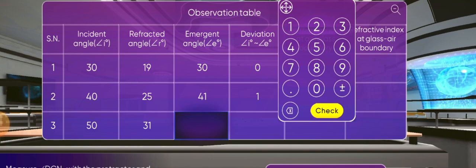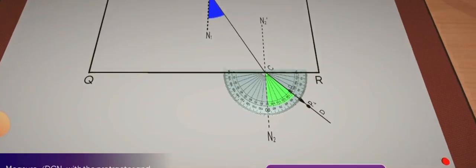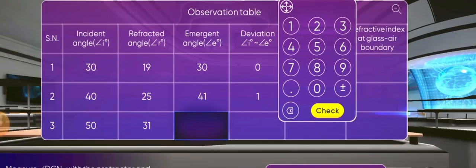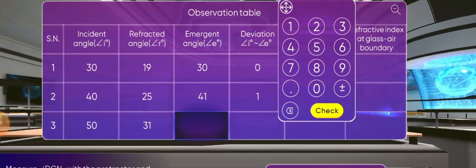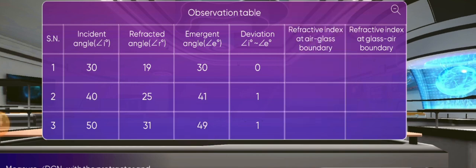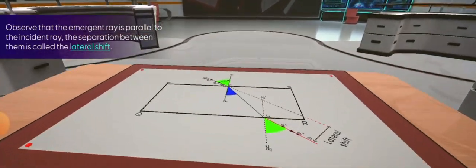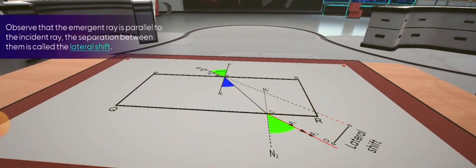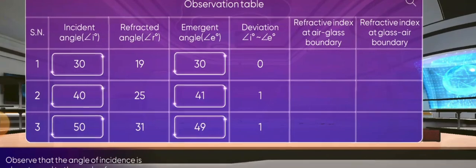The cursor has to come so that I can put the number there. 49, I guess. Yeah, 49, I guess. It is correct. Now also there is a 1 degree difference between incident and emergence. That's laboratory error, due to which the incident ray and emergent ray are still parallel and there is a lateral shift. This is what happens in case of a rectangular glass slab.